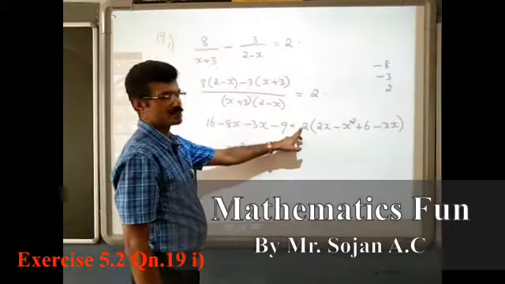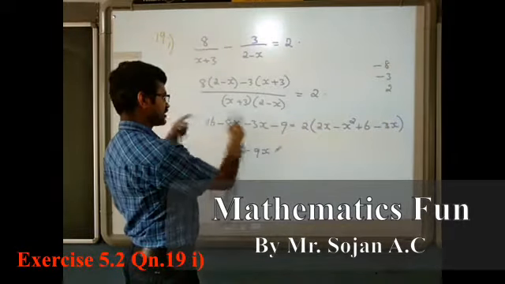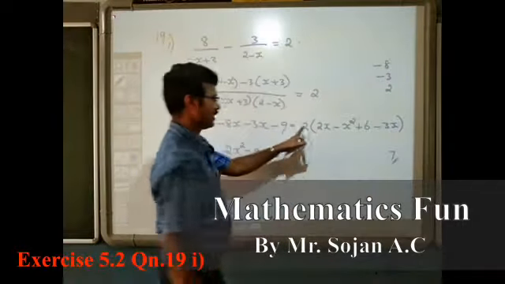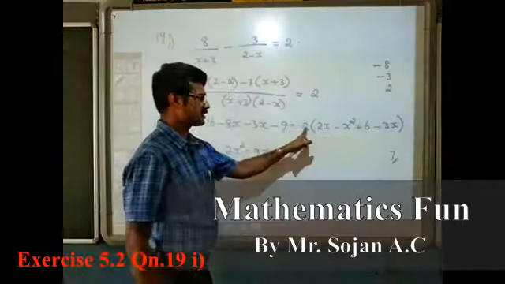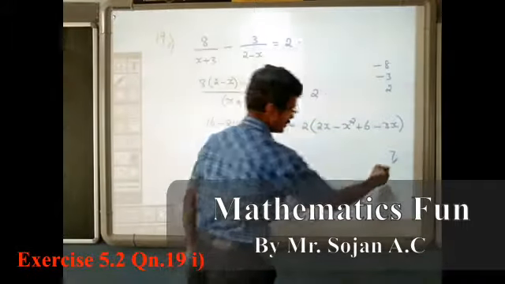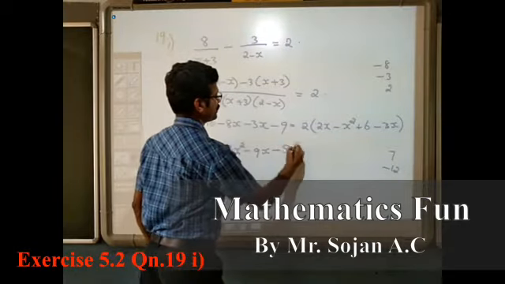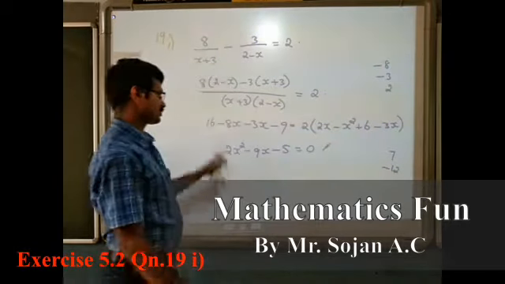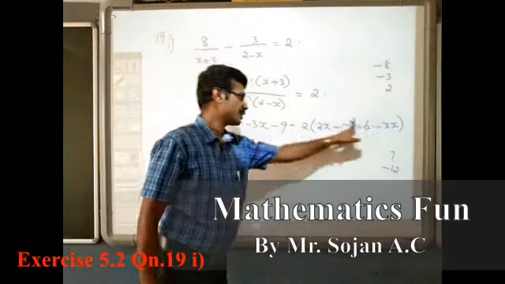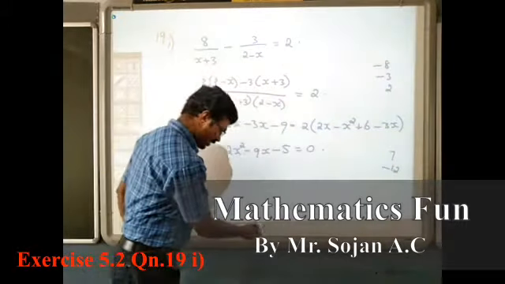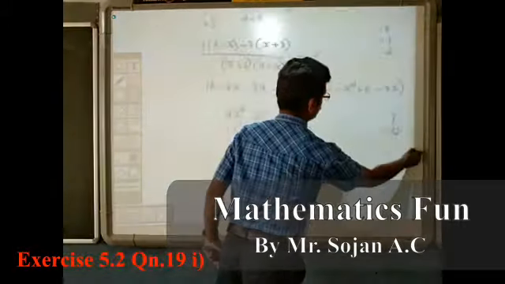Now constant terms. Here already 16 minus 9 is 7 we know, and then from here 12 comes to this side, 2 into 6, 12 comes to this side, so minus 12. So ultimately it will be minus 5 is equal to 0. So this can be converted into the standard form like this. Now we have to break the middle term.